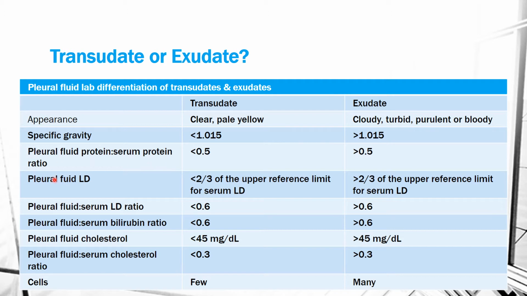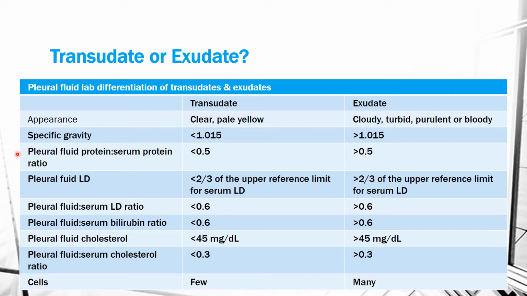Some of the numerical things that we need to look for, if we look for protein levels, we would compare them to serum protein levels. Okay, normally you have about half the protein in the fluid versus the serum. As long as it stays that way, you're probably a transudate. If it increases, exudate, and that's a simple ratio.